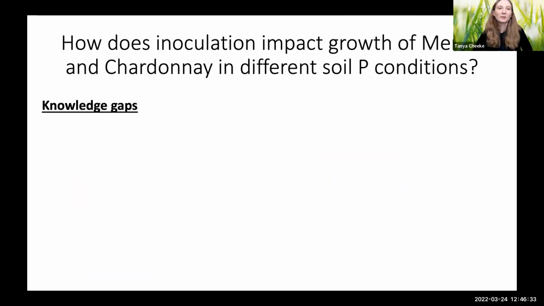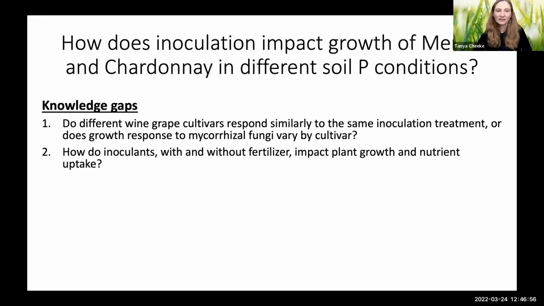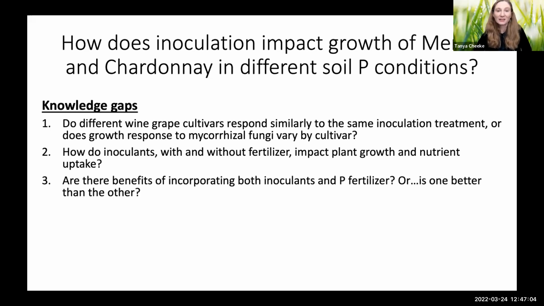All right, so the first thing we wanted to know is, how does inoculation with mycorrhizal fungi affect the growth of Merlot and Chardonnay under different soil phosphorus conditions? We were curious to know whether different wine grape cultivars respond similarly to the same inoculation treatment, or whether growth response to mycorrhizal fungi varies by cultivar. We also wanted to know whether inoculants with or without phosphorus fertilizer applications would impact plant growth and nutrient uptake, and whether there were benefits of incorporating both inoculants and phosphorus fertilizer, or is one generally better than the other.